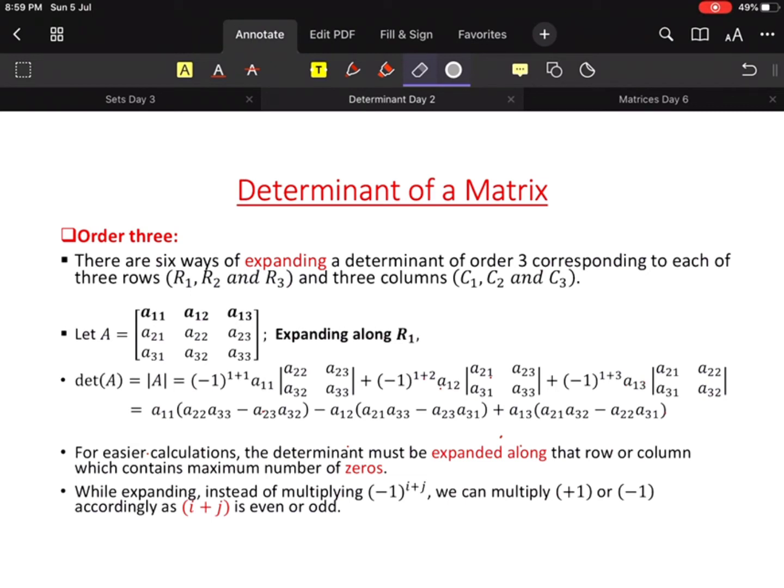Understood? Okay. So whenever I see 0, I don't have to find the determinant for this thing for that element. Okay, now let's move on to the second point.